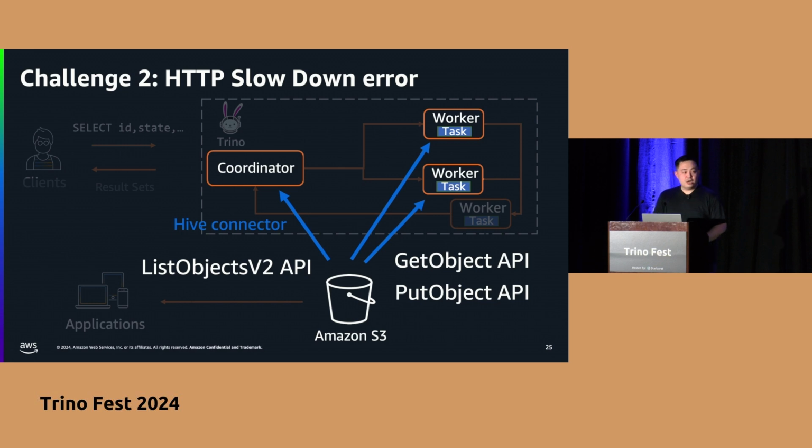Now we understand how S3 requests are handled in Trino. So if the coordinator makes many list requests or workers make many GET or PUT requests, the request rate may exceed the threshold. Then you will face the HTTP 503 slowdown error. That's the second challenge.